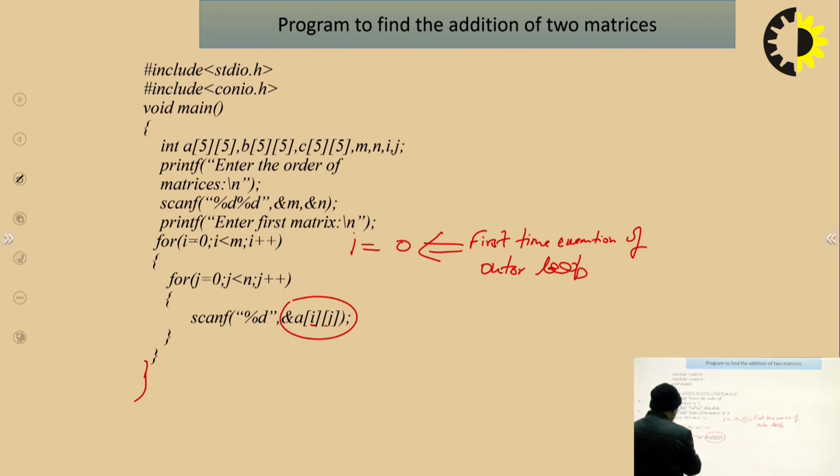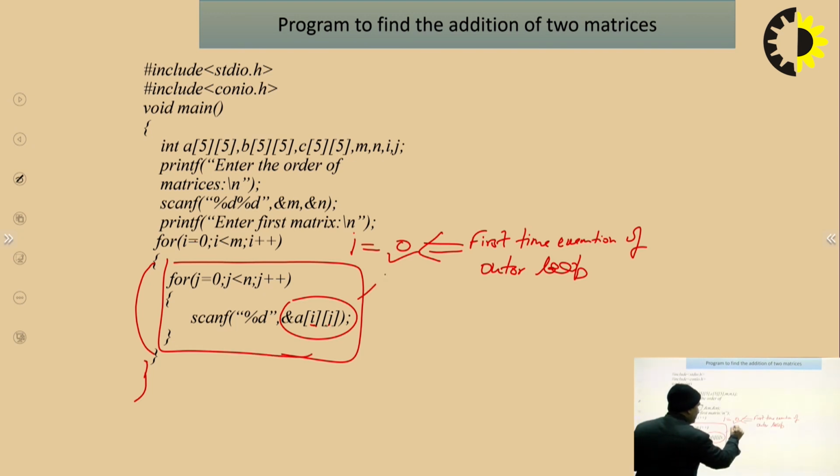Since this inner loop is part of this outer loop, for I equal to 0, this inner loop will get executed since it is within the body of the outer loop, right? So this complete block will get executed for this value. Now I is 0, and j starts from 0. So for I equal to 0, the initial value of j is 0, so we are printing I and j: 0, 0.